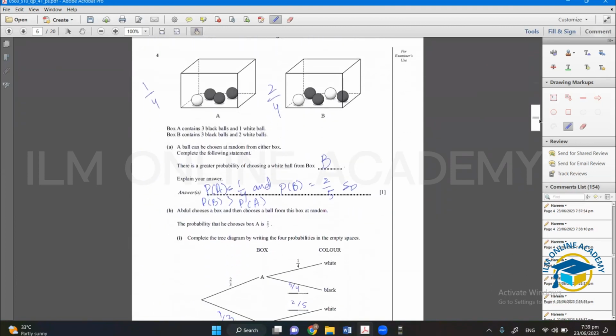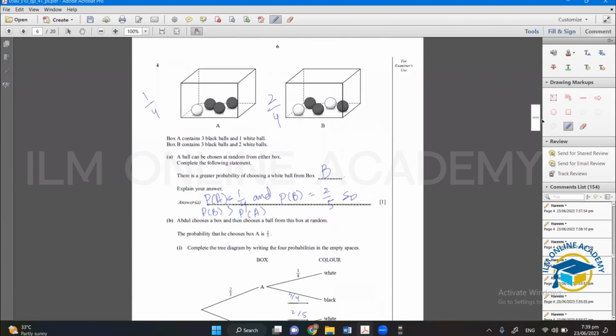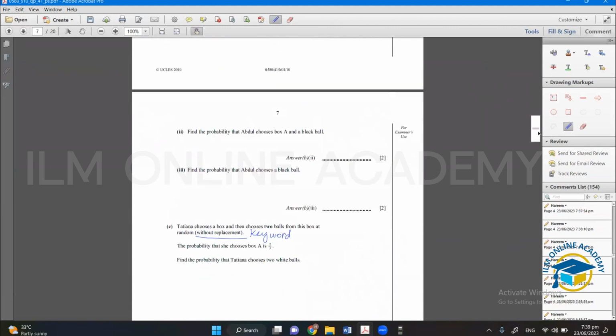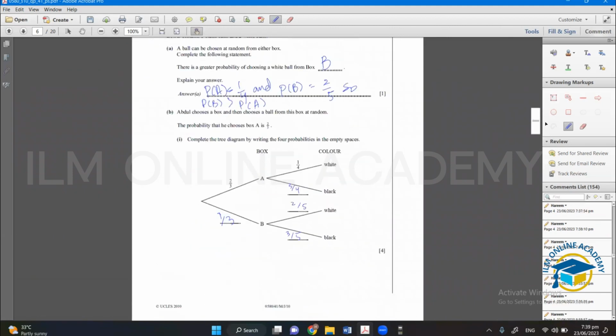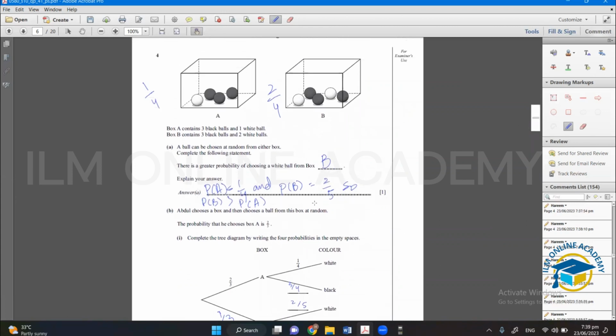Then we have question number 4. Question number 4 is of probability. Okay, so I guess we are going to solve part A of this question in this video, and we'll be continuing the other parts in the next video. Box A contains 3 black balls and 1 white ball. Box B contains 3 black balls and 2 white balls. Part A says a ball can be chosen at random from either box. Complete the following statement: there is a greater probability of choosing a white ball from box what? Explain your answer.